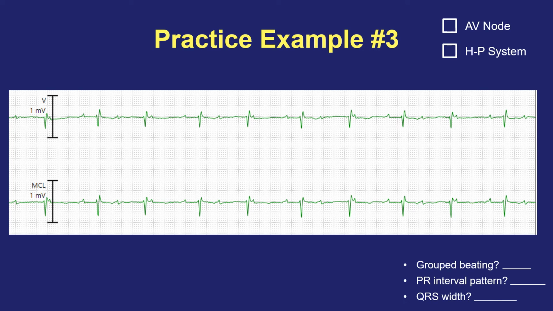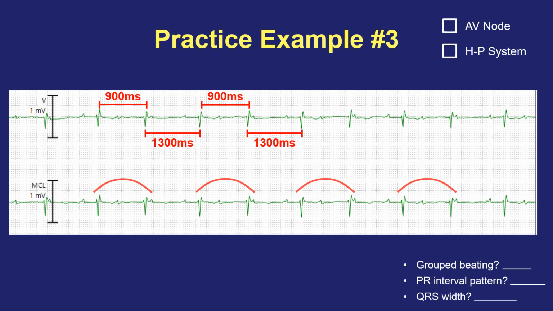Here's another practice example. Let's see in our checklist if there's grouped beating. At first, it may not look like there is, but if you look very carefully, and especially if you use calipers, you're going to notice that there's an alternating pattern of shorter and longer QRS intervals. So there actually is grouped beating, groups of 2. It's just that the space between the groups and the groups themselves are actually not too different in their cycle length, so it may not have been immediately obvious to the eye. But if you measure it with the calipers, it becomes clear. So yes, there's grouped beating.